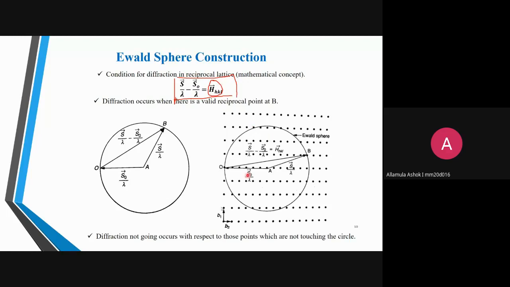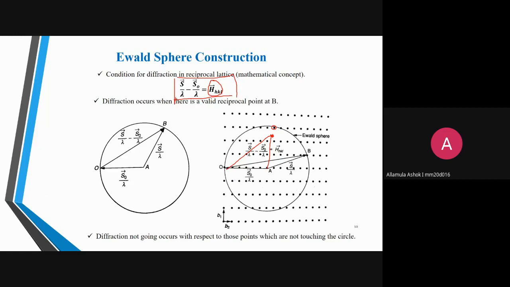And if I'm drawing one, if this is my incident vector, this is the diffracted vector, this is the capital H vector. This is a region in the reciprocal space, but this is a valid reciprocal point. When it is a valid reciprocal point, then h, k, l are integers. h, k, l being integers means there is a periodicity in the material. Any point which touches the Ewald sphere satisfies the diffraction condition.